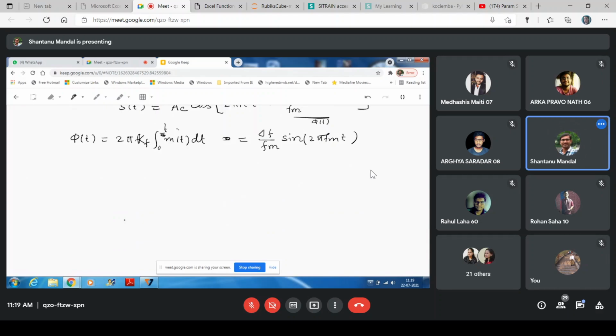Now differentiate with respect to t. Then we can say that m(t) can be written as m(t) equal to del F by kf into cos of 2 pi fmt. So the average power P is equal to del F square by 2 kf square.